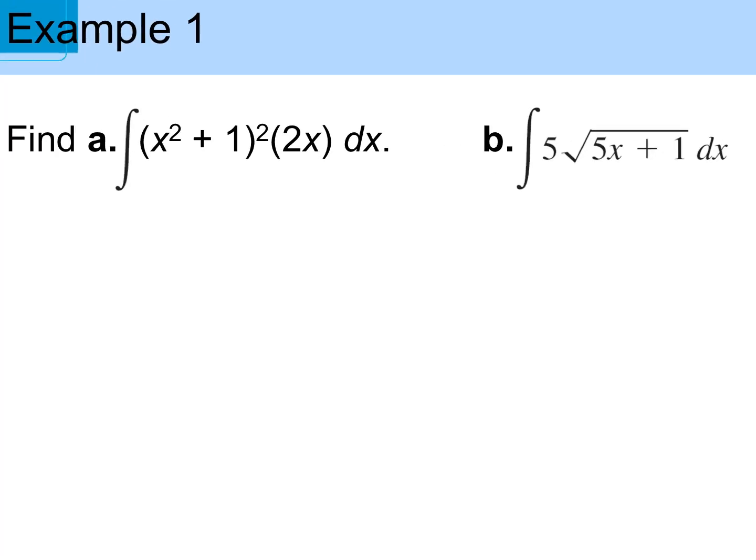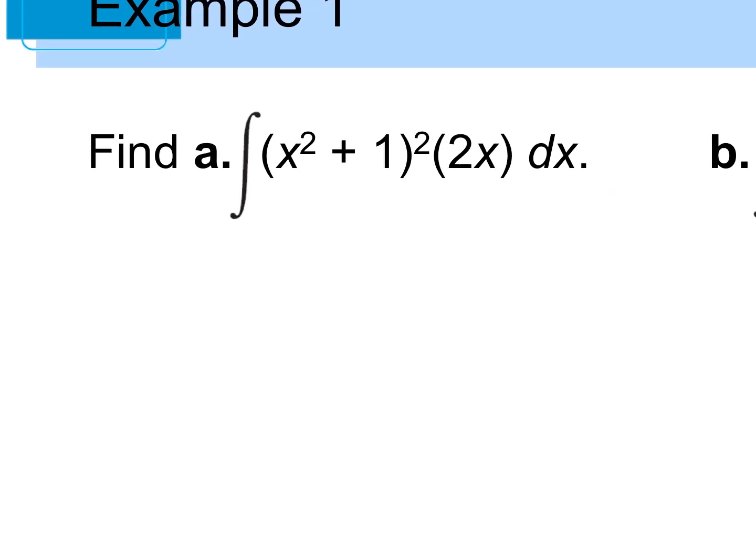So looking at example 1, I'm going to use substitution. I'm going to let u be the inside function here, so x squared plus 1. Which means du is going to be the derivative of u. So what's the derivative of x squared plus 1? 2x, perfect. 2x dx. Don't forget that dx.